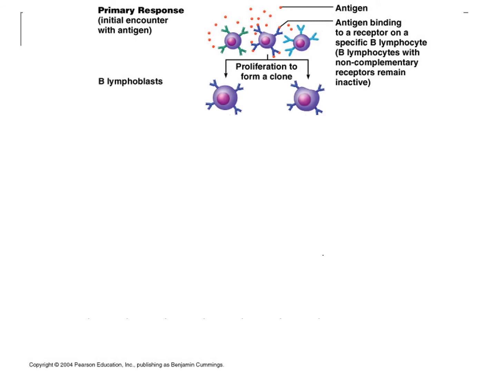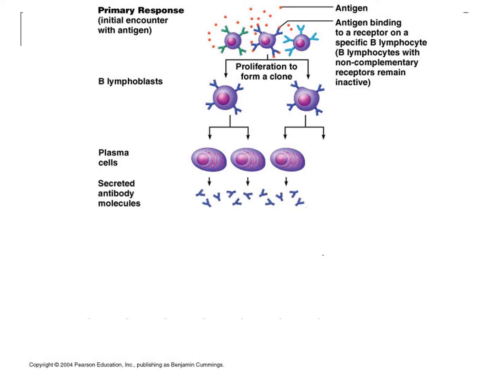So these are going to proliferate to form a clone. So you're going to get mass division of that one specific B lymphocyte. So these B lymphocytes will then, most of them, mature into plasma cells. And those plasma cells secrete antibody molecules. But again, a few of these B lymphocytes get held back as memory cells.